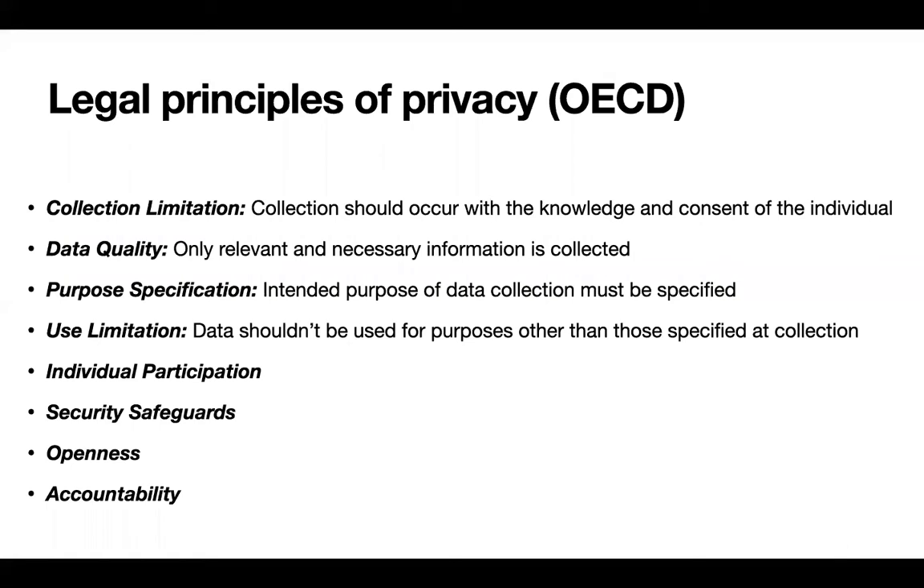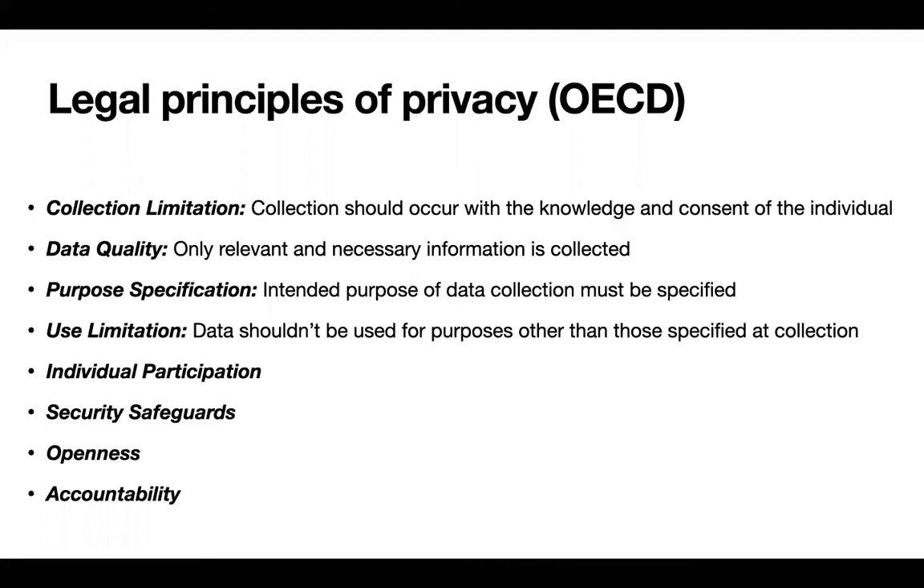Before we go into computer science principles, let's first look at the legal principles. These are called the OECD principles. They were established in 1980, and I think now they are the de facto principles to go by in terms of privacy. The first one says collection limitation, which is essentially a statement about consent, that whatever data you collect should occur with the knowledge and consent of the individual whose data you're collecting.